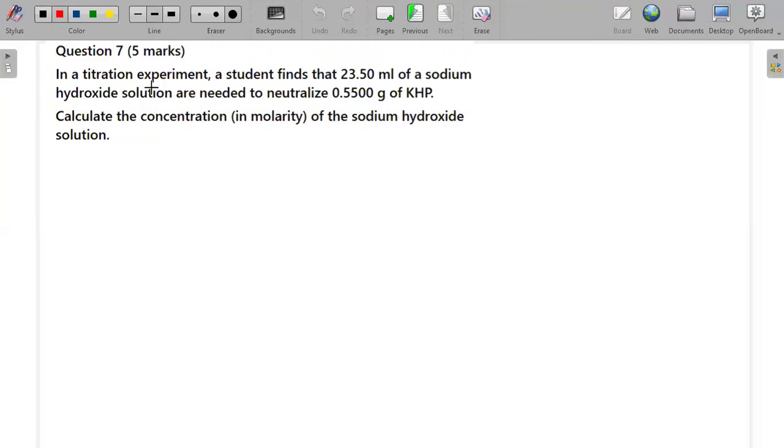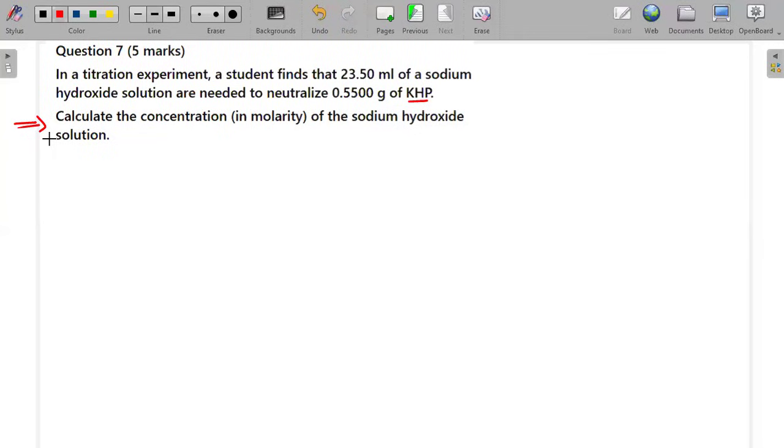So here they're saying in a titration experiment, a student finds that 23.5 mL of sodium hydroxide solution are needed to neutralize 0.55 grams of KHP. So what is KHP? KHP is what we call potassium hydrogen phthalate. The question is, calculate the concentration in molarity of the sodium hydroxide in the solution.